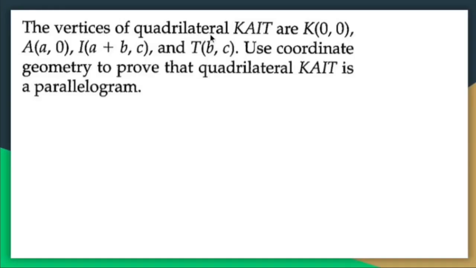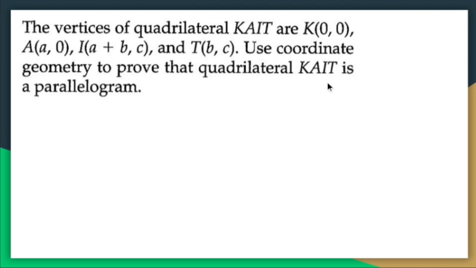The vertices of quadrilateral KAIT are K, which is (0, 0), A, which is (a, 0), I, which is (a + b, c), and T, which is (b, c). Use coordinate geometry to prove that quadrilateral KAIT is a parallelogram.